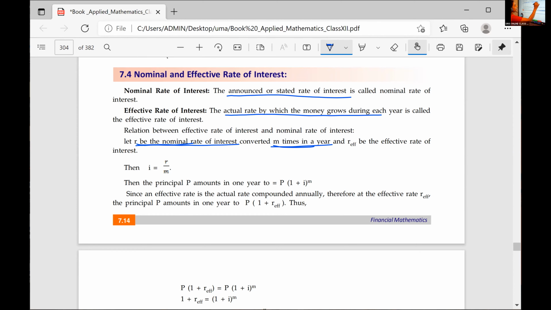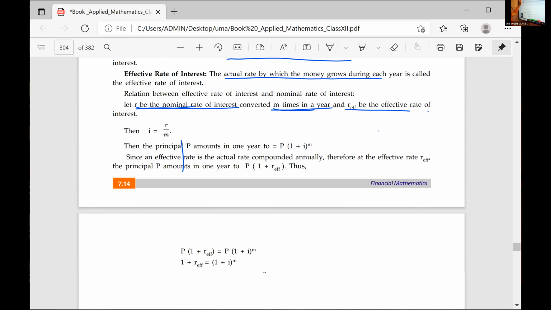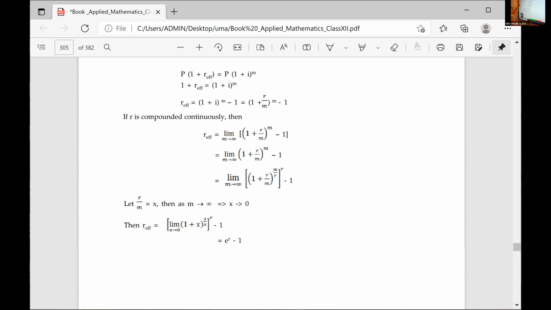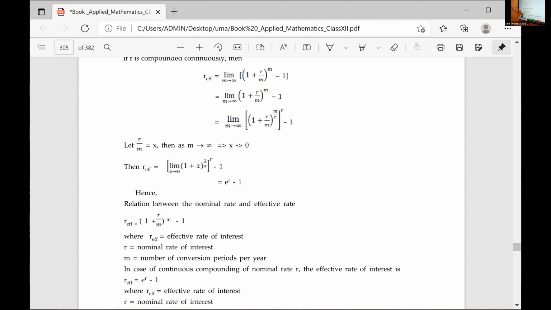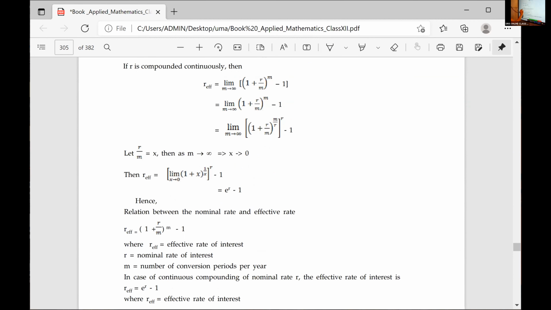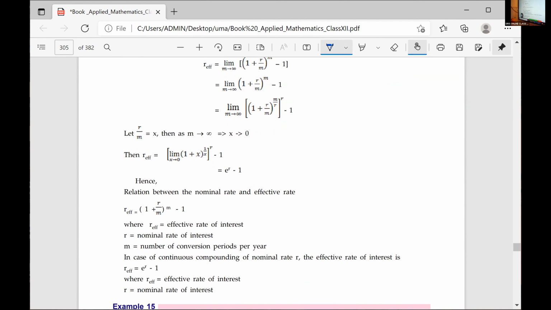Then R effective is the effective rate of interest. What is the relation? Look at the relation. The effective rate, we denote it as R_eff, is equal to (1 plus R by M) whole raised to M, minus 1. This is the formula which gives the relation between nominal rate and effective rate.